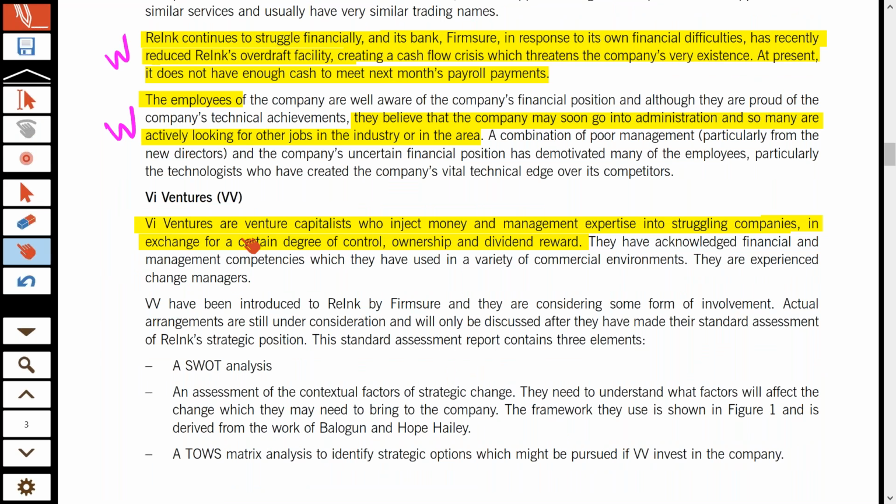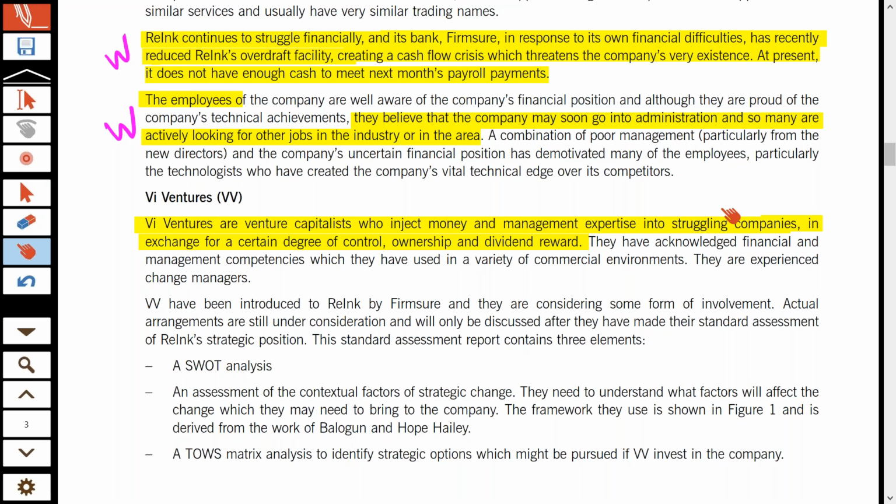Now this talks about V Ventures. This is the person for whom we are writing the report. This is the person who has asked us to analyze the SWOT of Re-Inc. So who is V Ventures? V Ventures are venture capitalists who inject money and management expertise into struggling companies. What do they inject? Money, finance, and expertise into struggling companies.